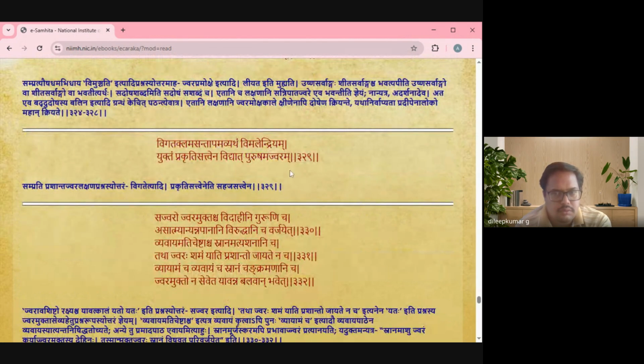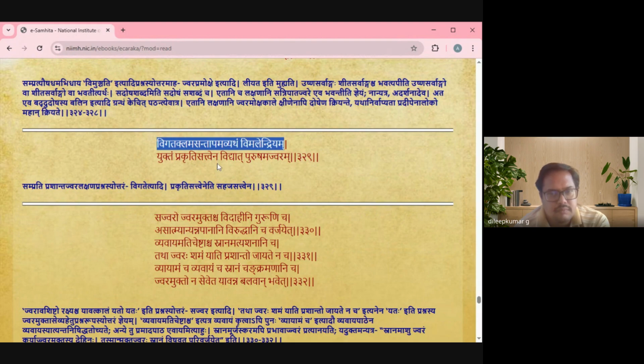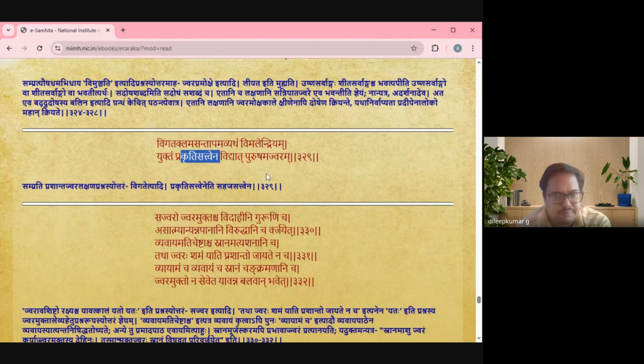So Nijwara Lakshanam or Purusham Ajwaram means Purusha is completely devoid of Jwara, is this all the presentation. Vigata Klama Mana Santapam Avyatam Vimalendriyam Prakriti Satvena. So these are all the features of Purusham Ajwaram.